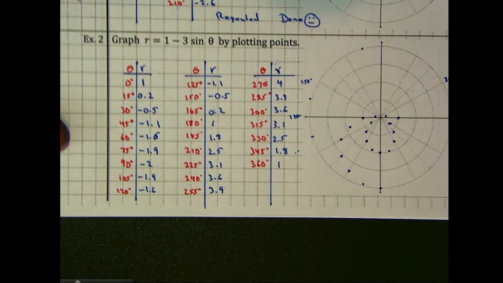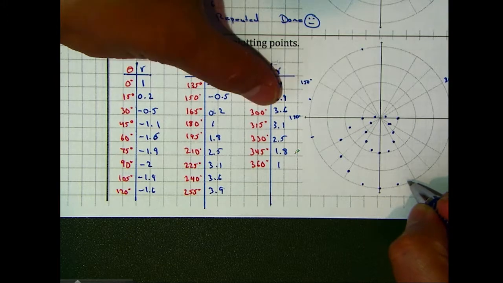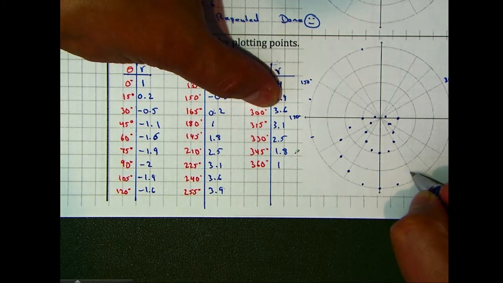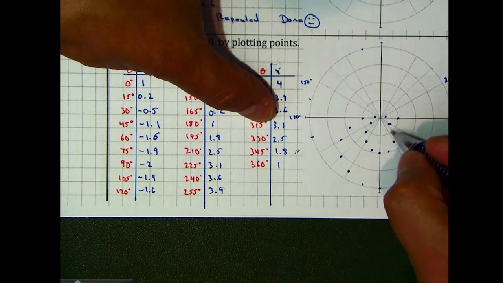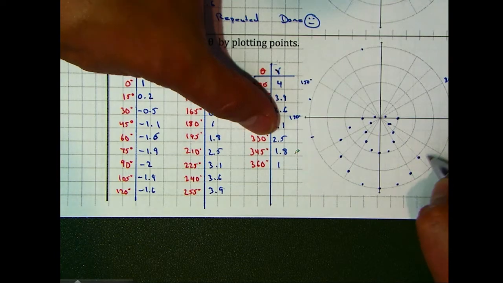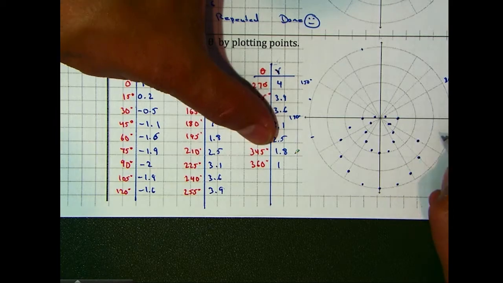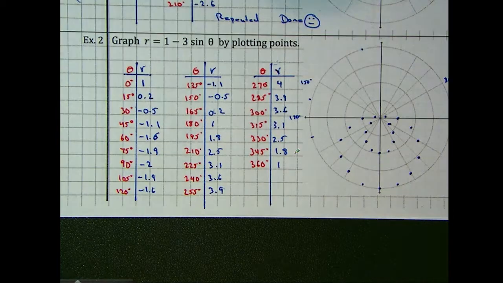So therefore, 285 will be 3.9. 300 degrees will be 3.6. 315, which is here, it'll be 3.1. 330 is 2.5. 345 is 1.8, and 360 is there.